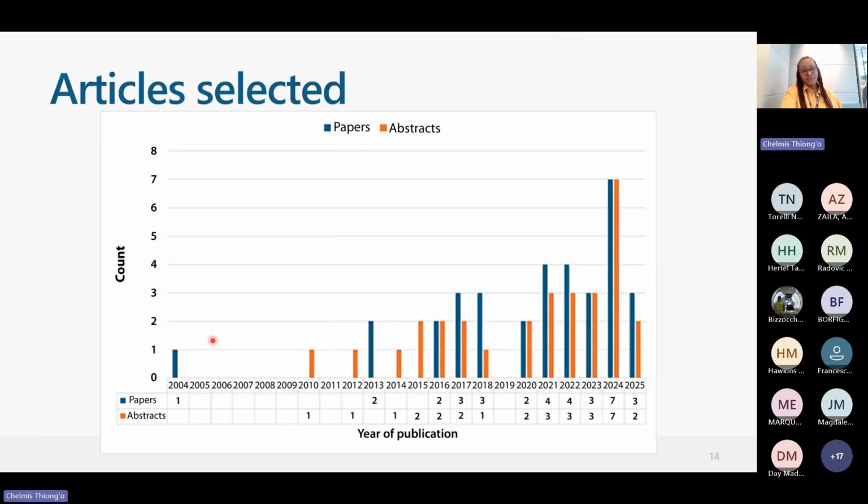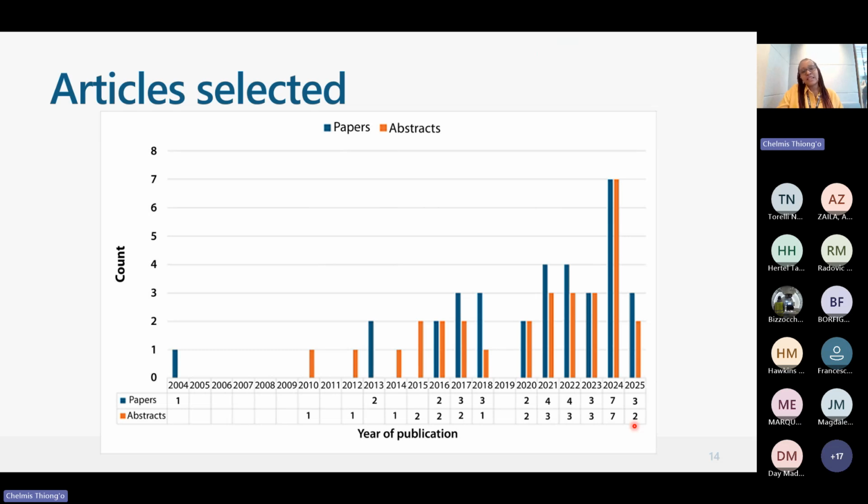Despite an open timeframe on the search, the first full publication in this area appeared in 2004, with a notable gap before more consistent publication activity starting in 2013. I imagine that since May last year, there have been more papers that have been published and more abstracts.